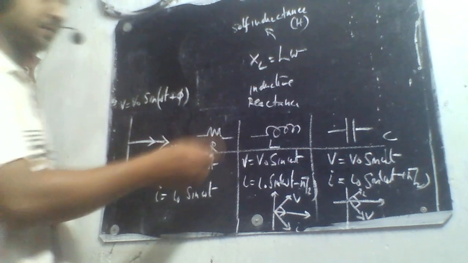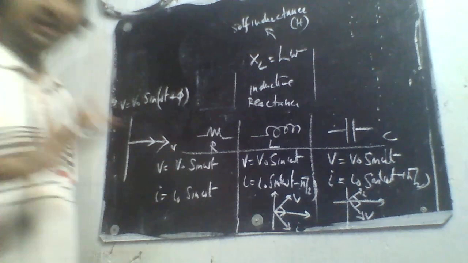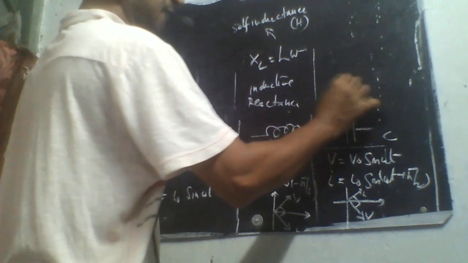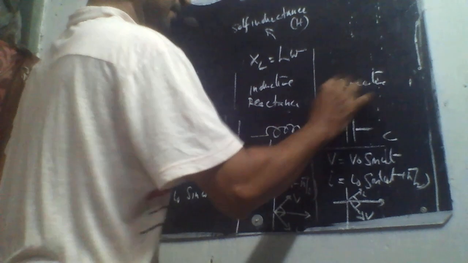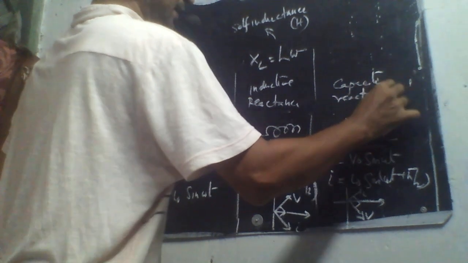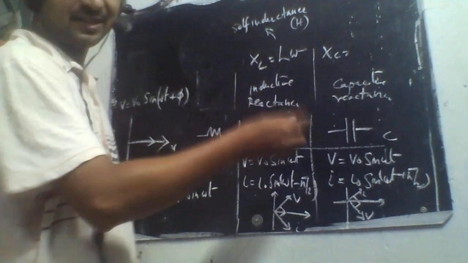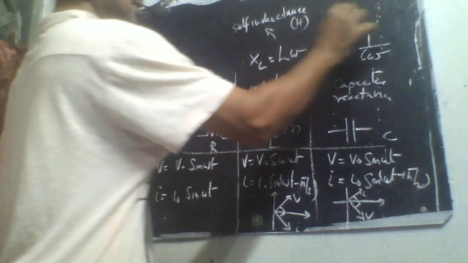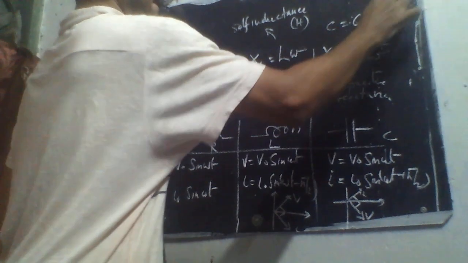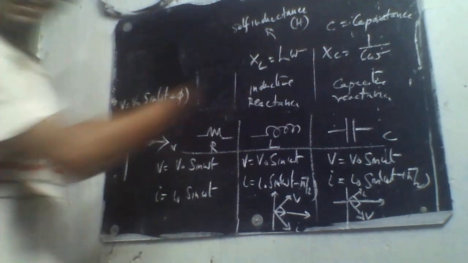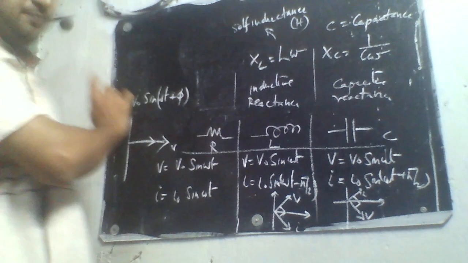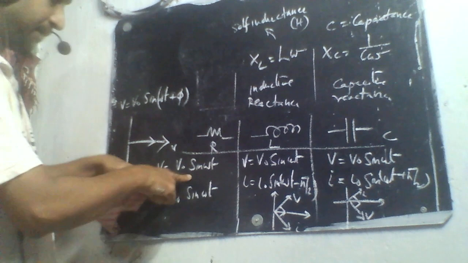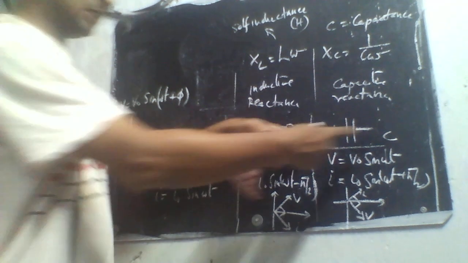Okay, H. Now similarly, the hindrance offered to the AC by a capacitor is given by capacitive reactance, denoted by the letter Xc. So Xc is actually 1 by C omega. What is C? C is capacitance. Now omega, I think it is clear. Omega is angular velocity.